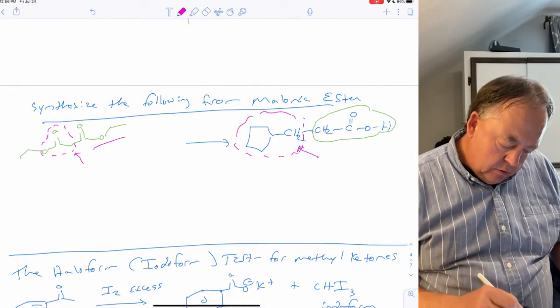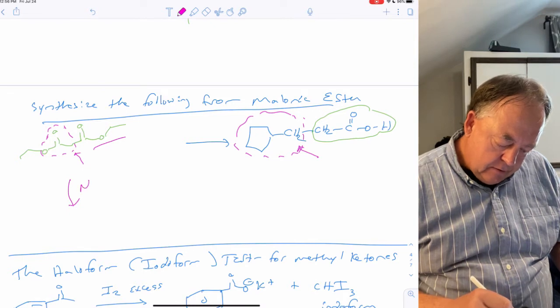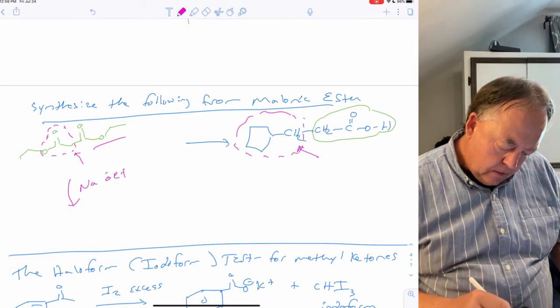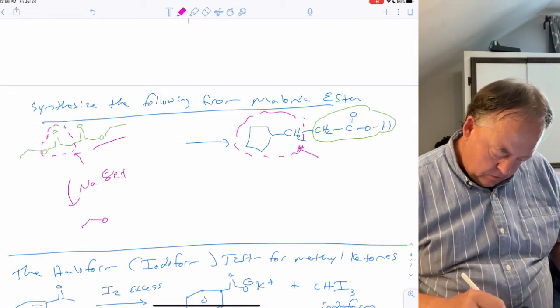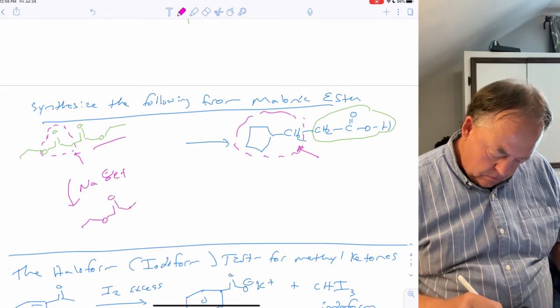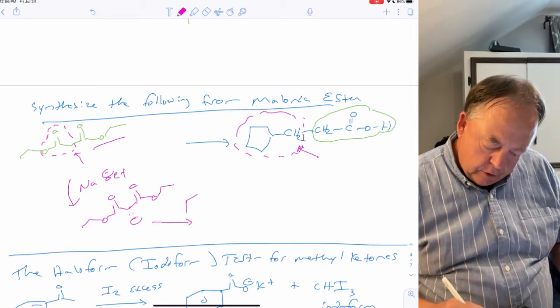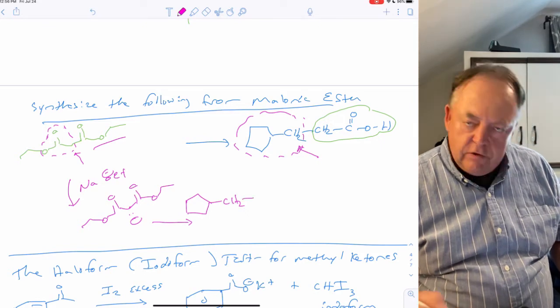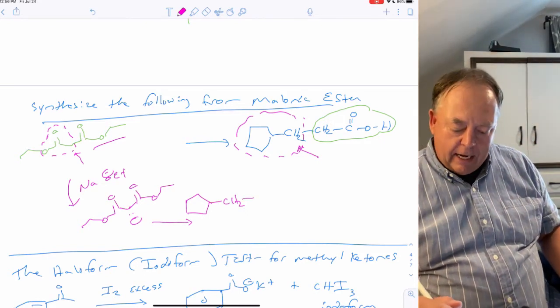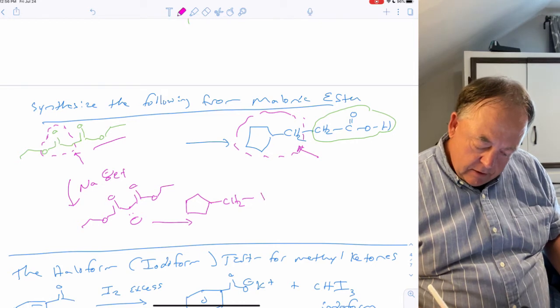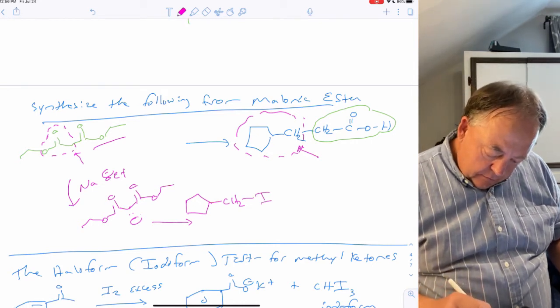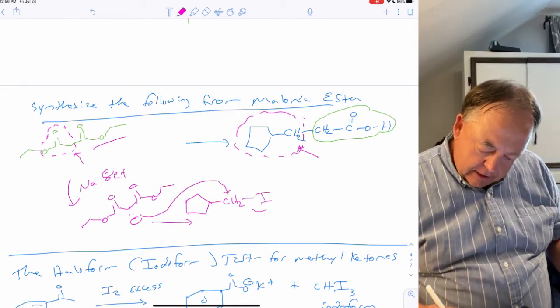So we would react this with the base to make that enolate, and then we would react it with whatever your choice of leaving group is: bromine, chlorine, iodine, tosylate, doesn't matter. So if we choose iodine, this would come in and kick this off.